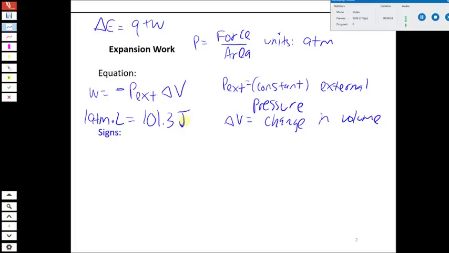So thinking about the signs of work then, we said last time in abstract that if work is done by the system, that means the work term would be negative. It's losing energy in the form of work. And if work is done on the system, that means W is positive. That means the system is gaining energy by the surroundings doing work on it.